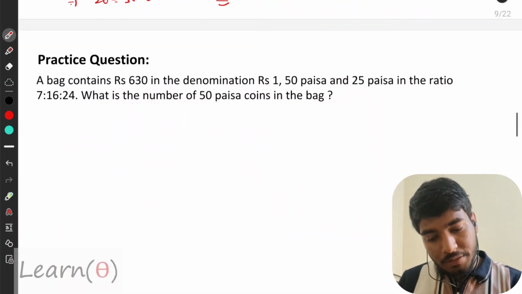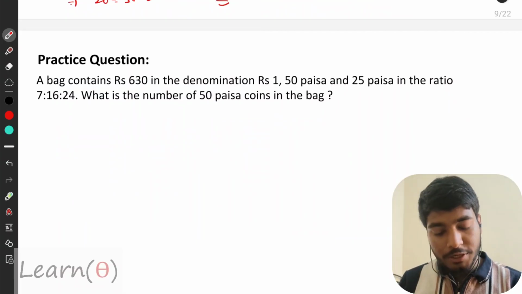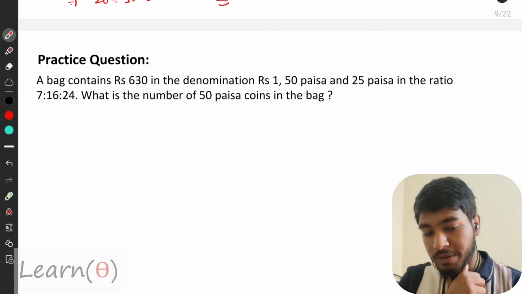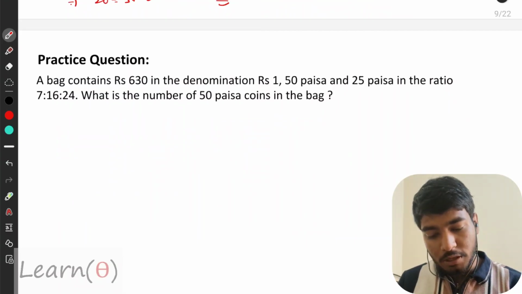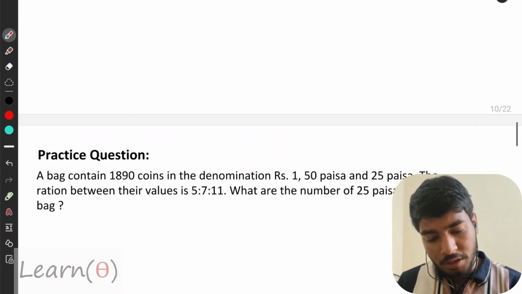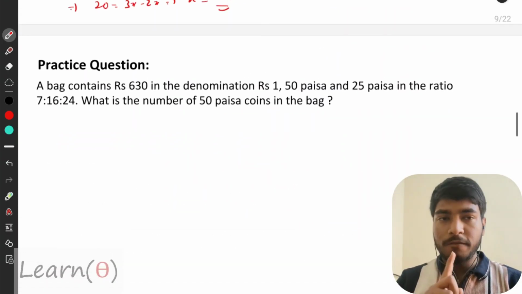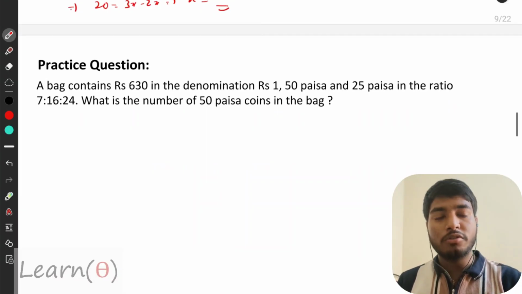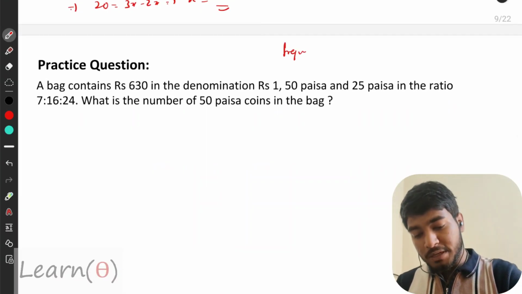A bag contains 630 rupees in the denominations of 1 rupee, 50 paise and 25 paise in the ratio of this. What is the number of 50 paise coins? I think I will do only this question and not the rest, because this is the frequently asked question.